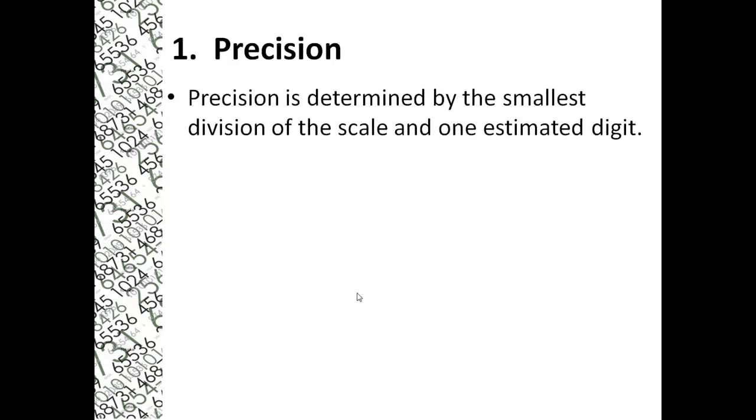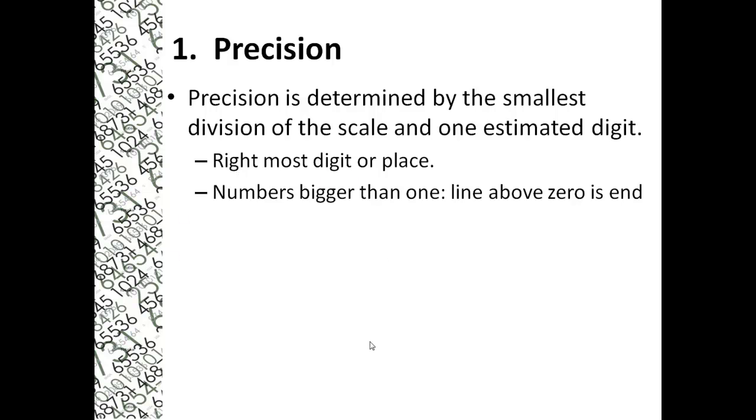Right? So the first one, in using precision: precision is determined by the smallest division on the scale. It's basically what we talked about a second ago, and one estimated digit. This is the part that people tend to forget, estimating that digit. When you're looking at a number, sometimes you're given numbers and you have to determine what the precision of it is. It's very easy: the rightmost digit or place. Well, sometimes those numbers are big, like a billion or trillion, and not all of those digits are measured. So sometimes there's a line above a 0.